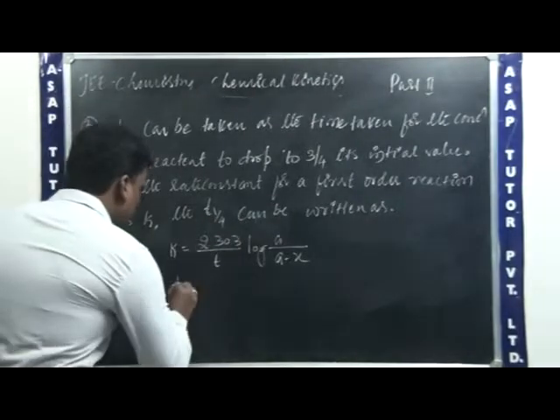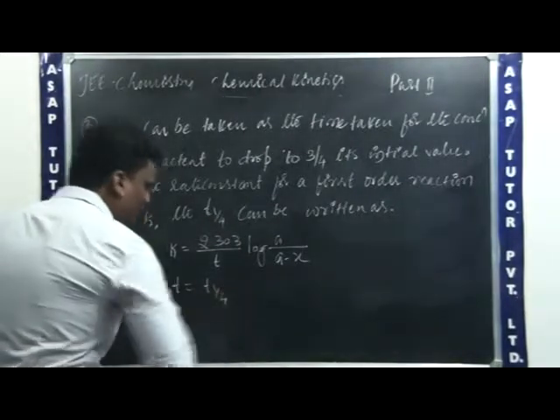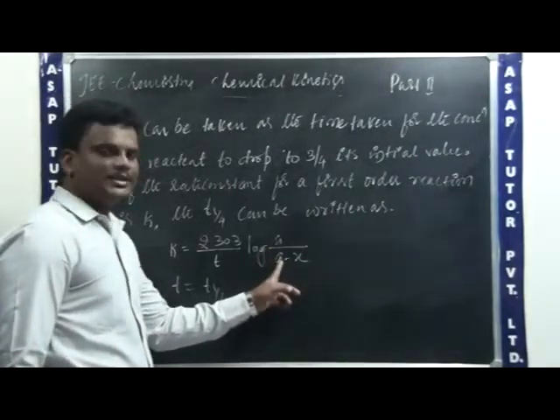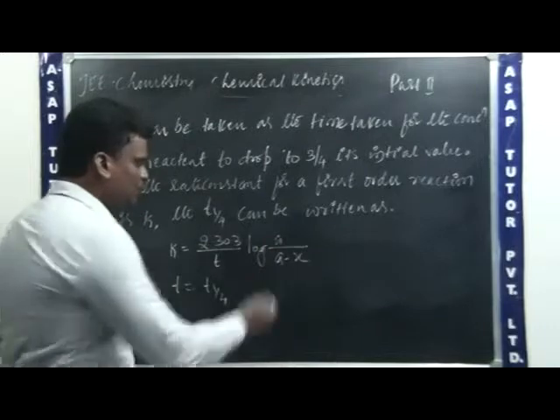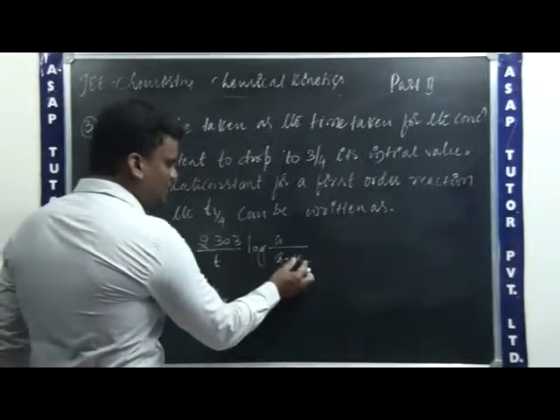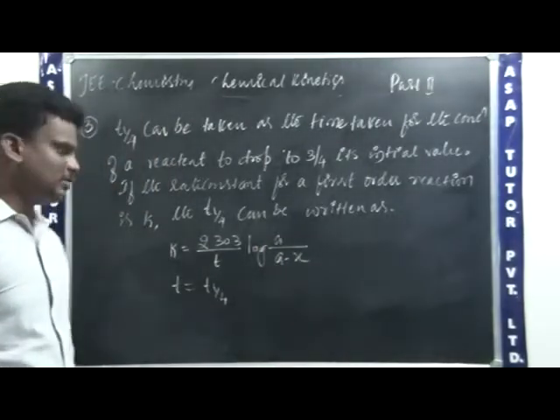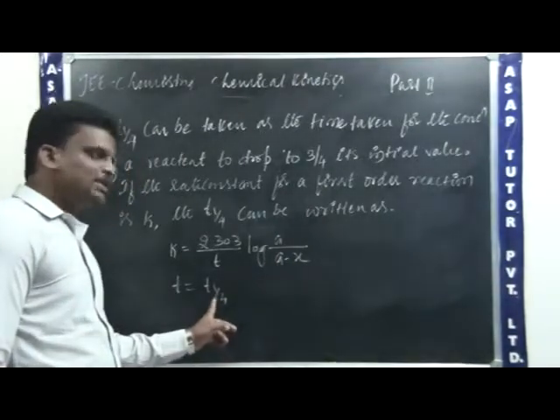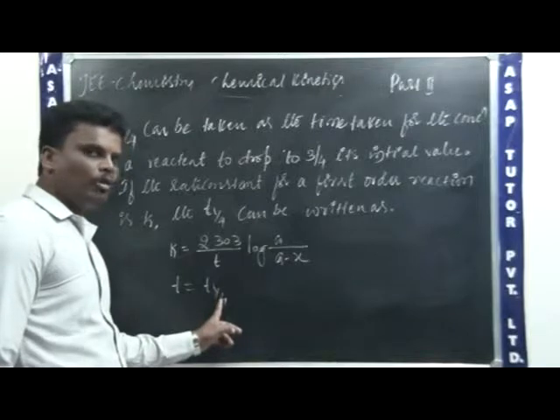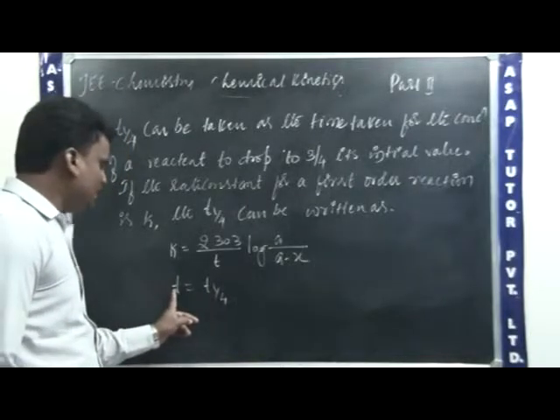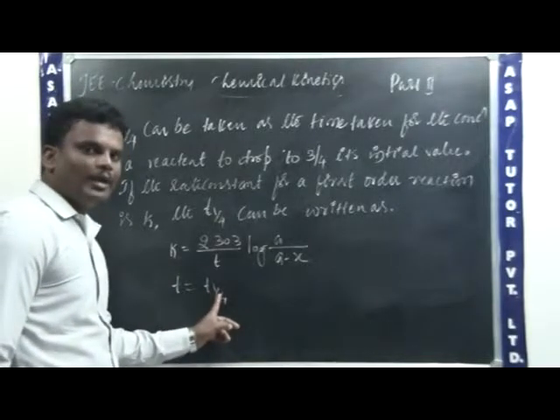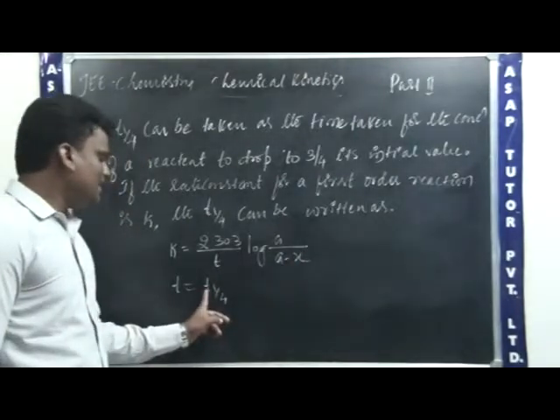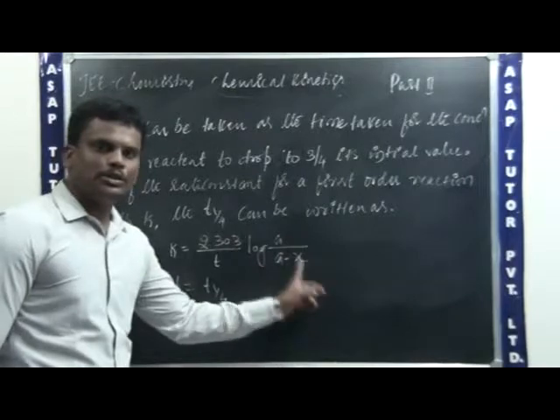Therefore, T is equal to T1/4. Now, this is the initial concentration, and this is the final concentration. The initial concentration will not change; only the final concentration changes. Here it is A minus X. What is the value of X now? X becomes 1 by 4. I am taking time T equal to T 1 by 4. If I take T 1 by 2, X is equal to 1 by 2. If I take T 1 by 4, X is equal to 1 by 4.